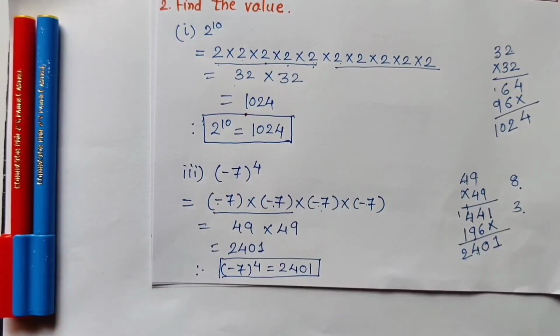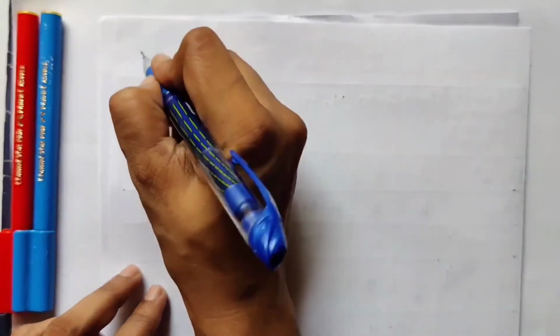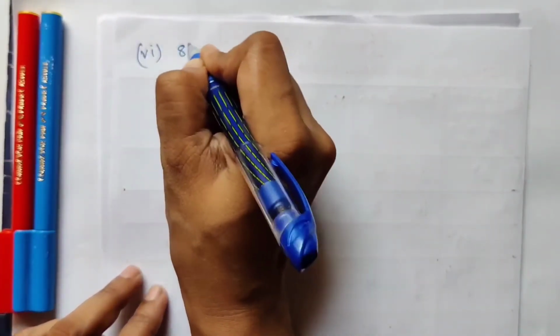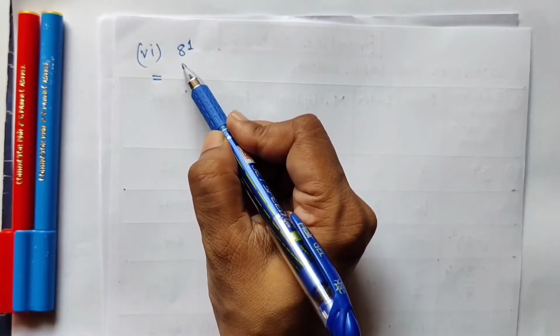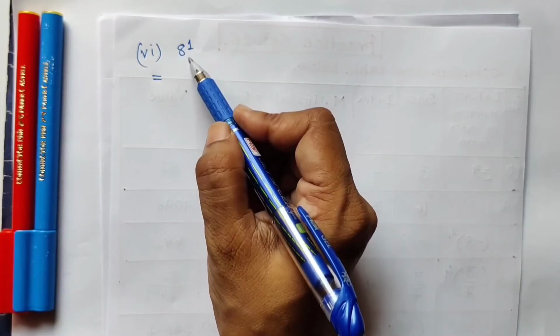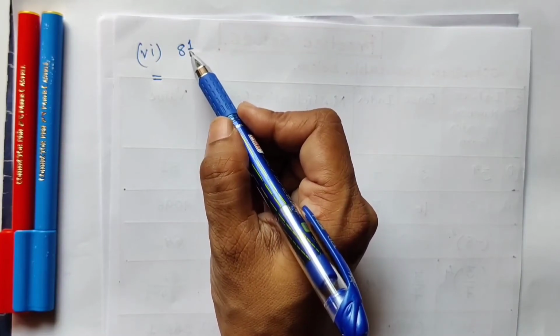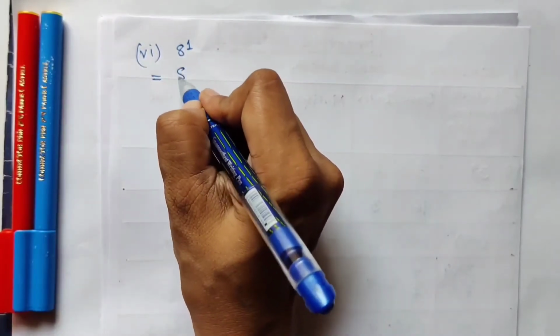I will be showing you 6th sum now. 6th is 8 raised to 1. So how to convert it into the multiplication form, because 8 raised to 1 is there. That means 8 multiply by itself only one time. That means there is no 2 times also. So 8 raised to 1 is 8.